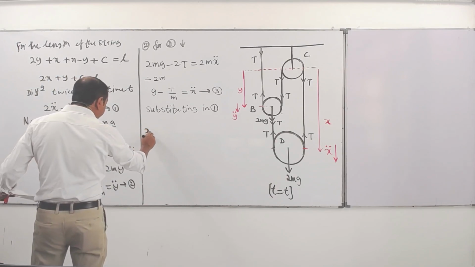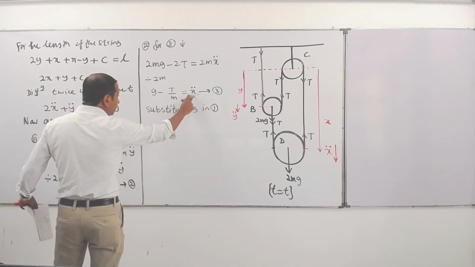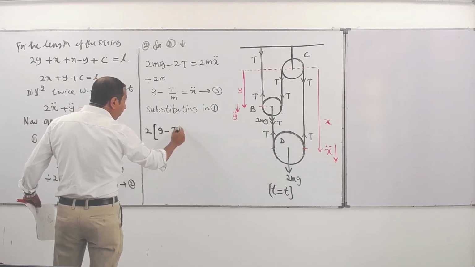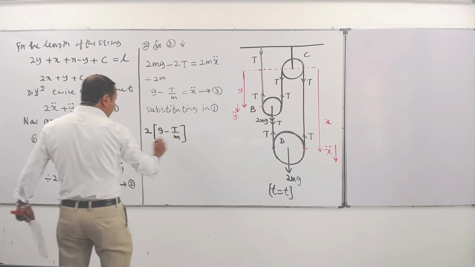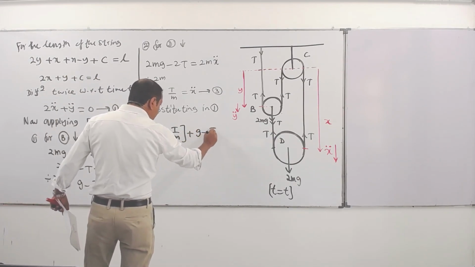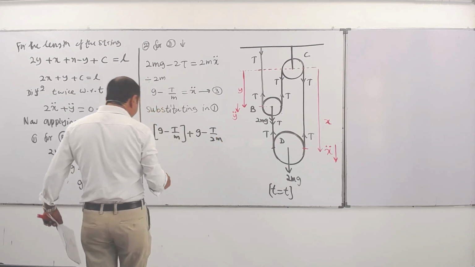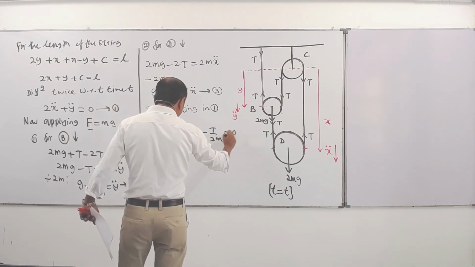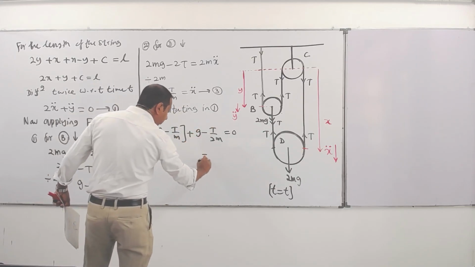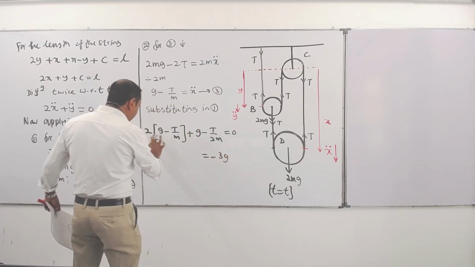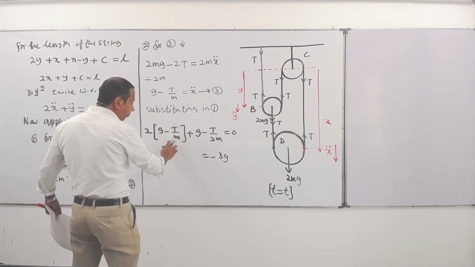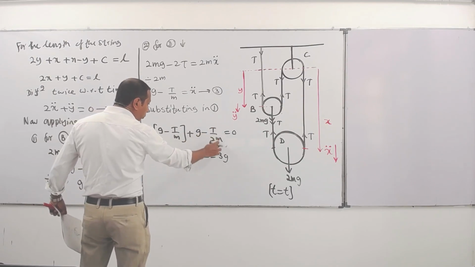Okay, we get what? 2 x double dot minus T plus y double dot, g minus T over 2m, equals 0. Right. Now here 2g and this g, 3g, take to the right hand side, minus 3g. Here minus 2T over m minus T over 2m.